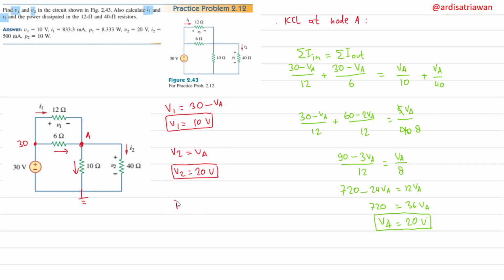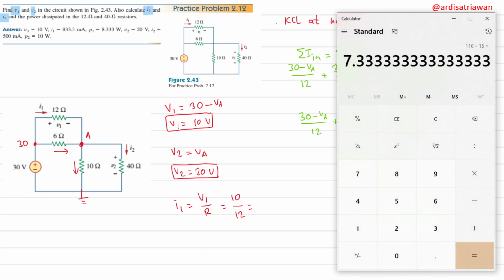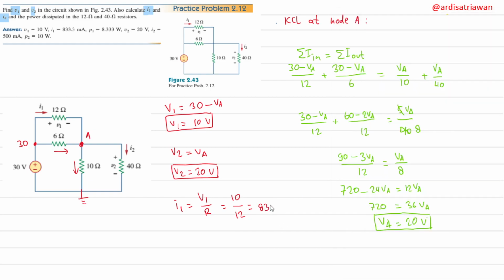I1 and I2. So I1 is here, and that will be V1 divided by R. So V1 is 10, and the resistance is 12. Okay, the numbers are not good. So 10 divided by 12. Let's use the calculator. That is in ampere, so we can just multiply it by 1000 to get 833 milliampere. So this is for I1.